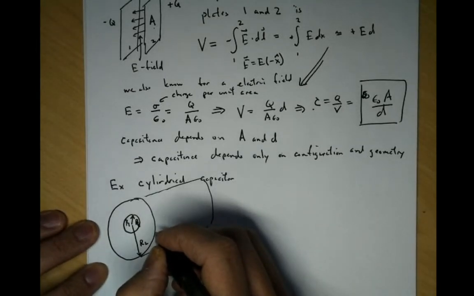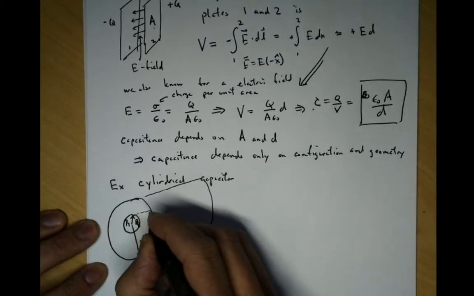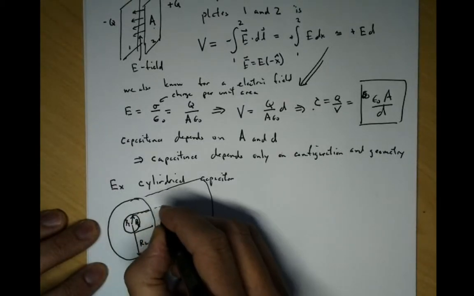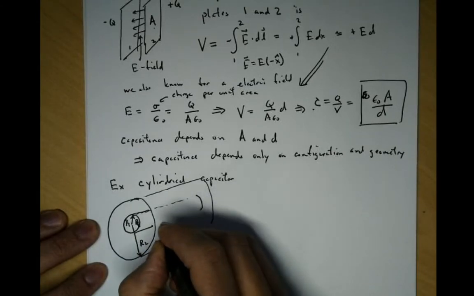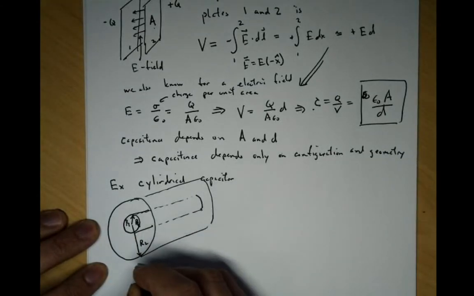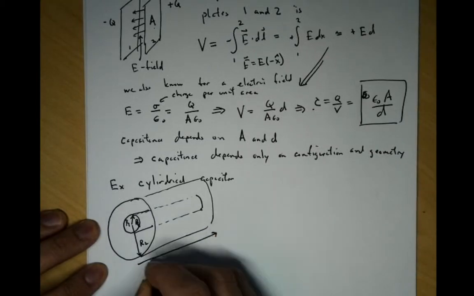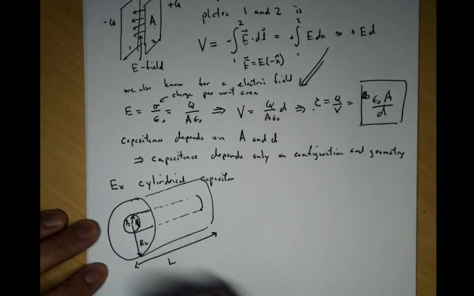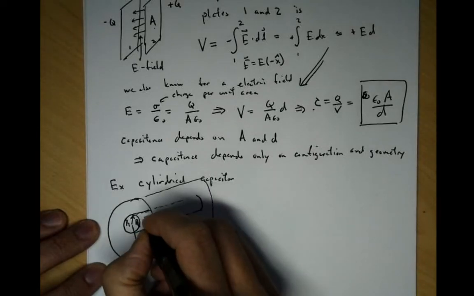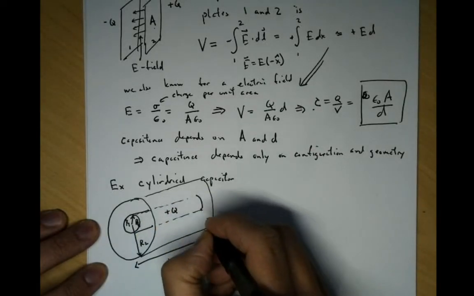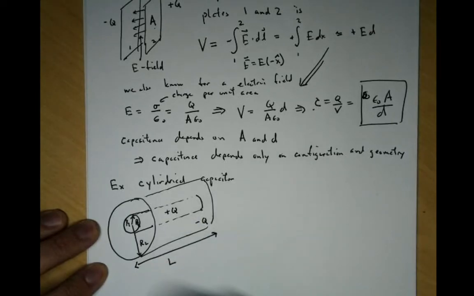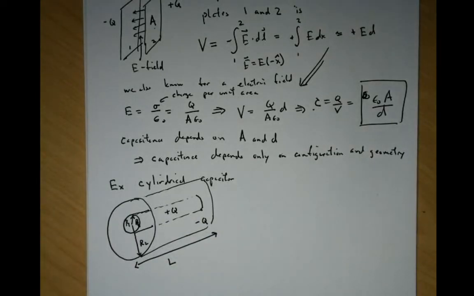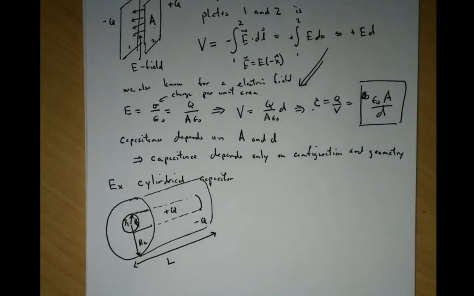And I want to make this entire thing, I'll draw it like this, have some length L and some charge. I'll put a plus Q here on the inner part, minus Q on the outer part. So I want to determine the capacitance of this cylindrical capacitor. So how do I do that? I want to systematically do it.